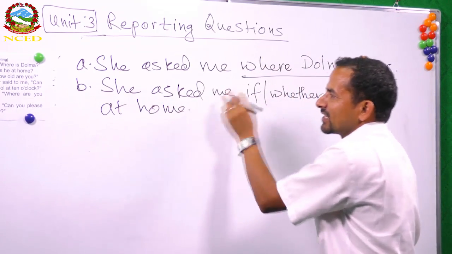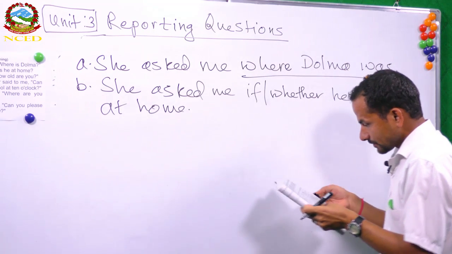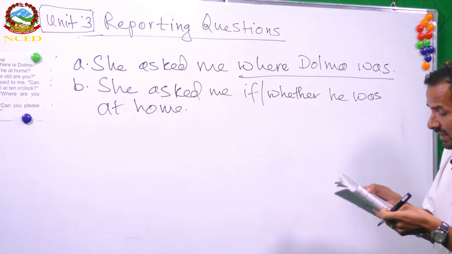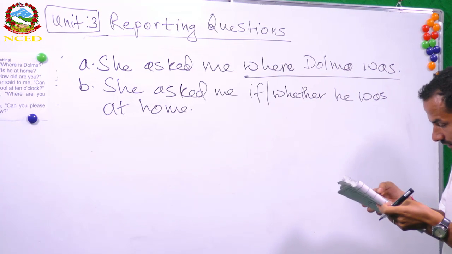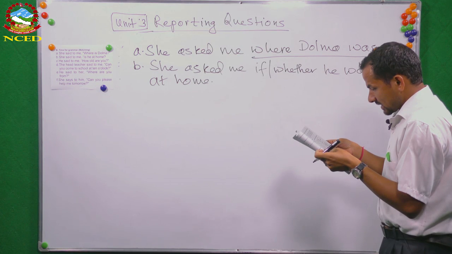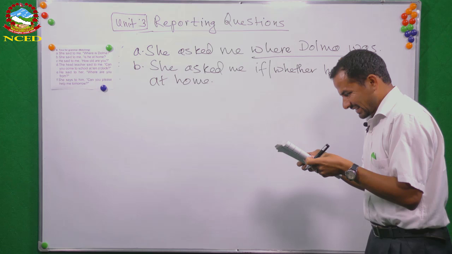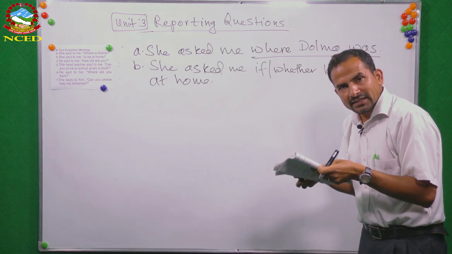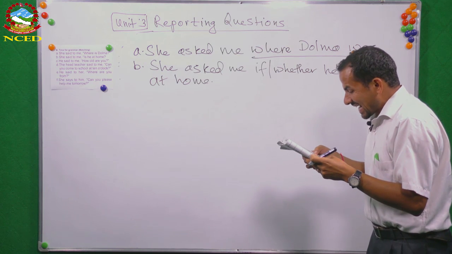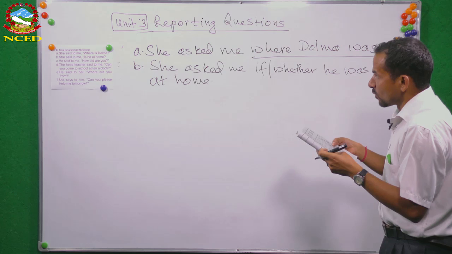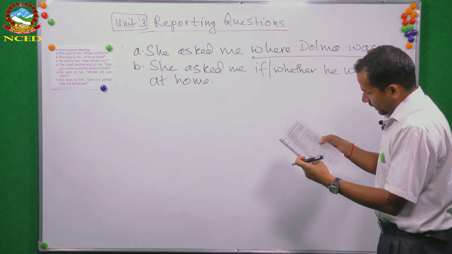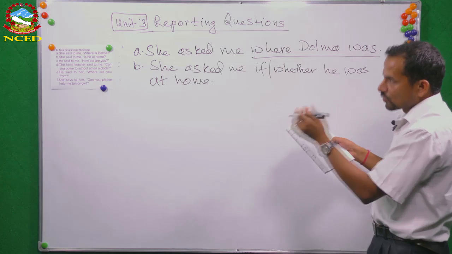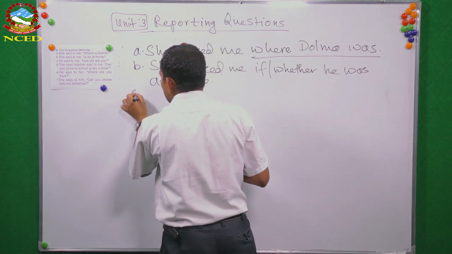And look for this sentence in your textbook. Where is it? The first one on the column B. He asked her, no. The last third, let's say 1, 2, 3, 4. The fourth sentence in your column B. She asked me if he was at home. If or whether means, so you will find that there and do match with that. Okay, number C, let's do that.